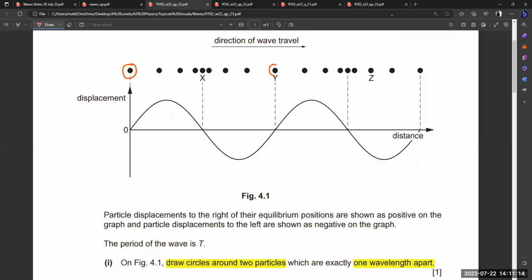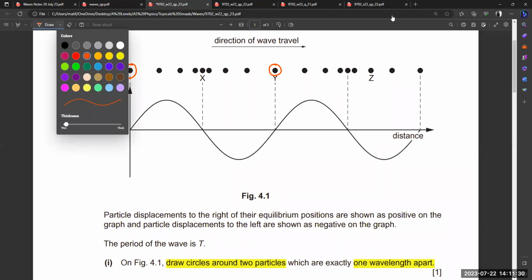This one. So that's one wavelength. Simple. Now you simply got the concept. How many dots are there in between the two points? Three, four, seven dots, right? So now it becomes very simple.